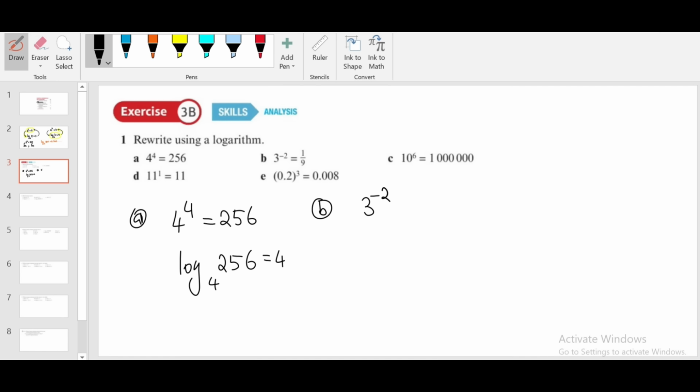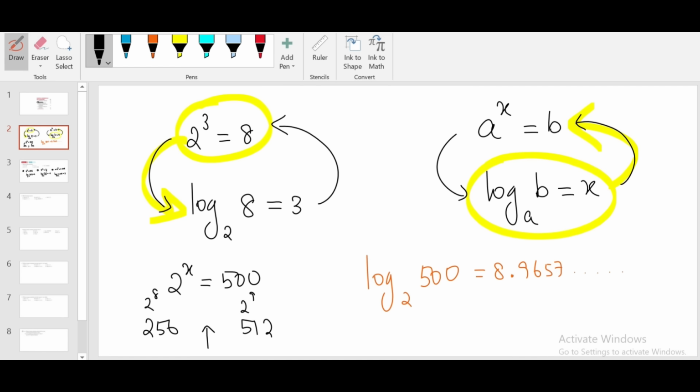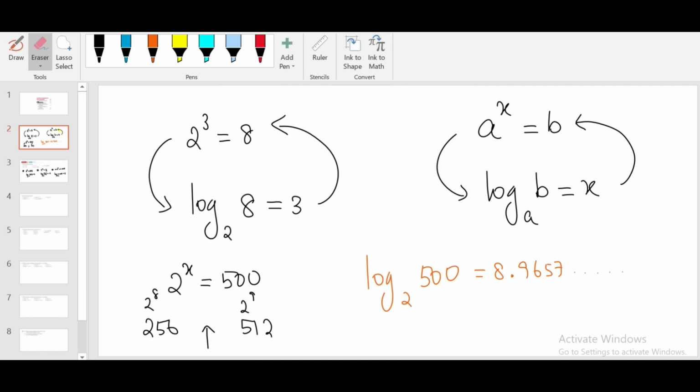3 power minus 2 is 1 over 9. You need to write it as log 1 over 9 to the base 3 is equal to minus 2. Understand? Even for E, 0.2 to the power 3 is 0.008. So you can write this as log 0.008 to the base 0.2 is equal to 3. Understand? There is one more thing, one property about this logarithm you should be aware of. When you write this logarithm, right?